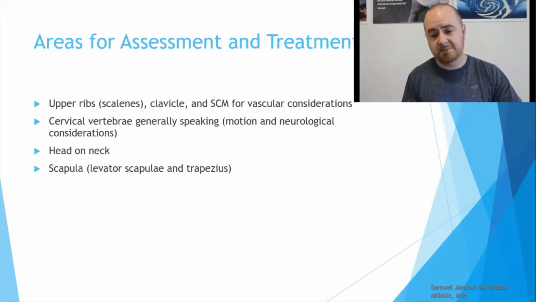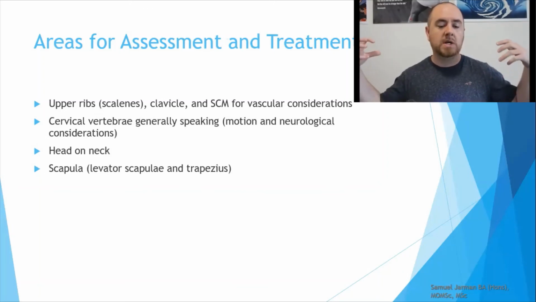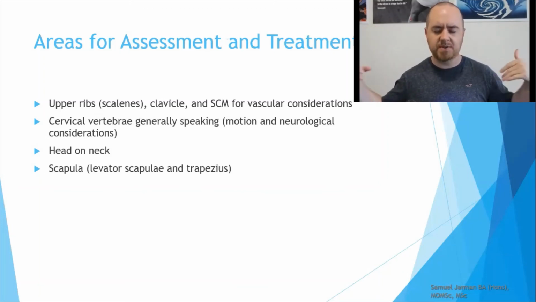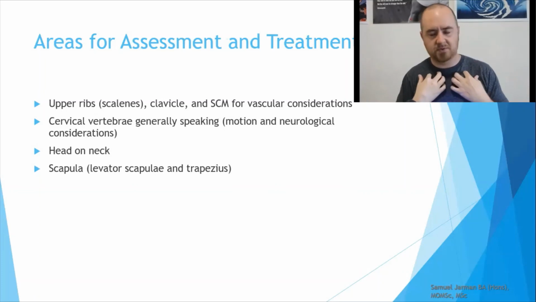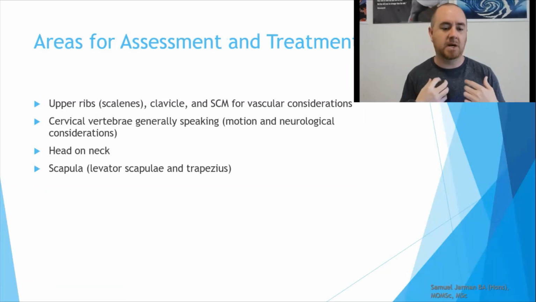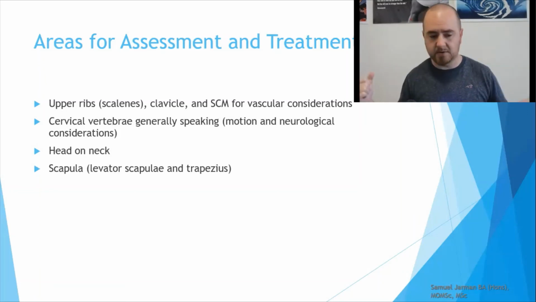As far as areas for assessment and treatment with respect to issues suspected of or reported for side bending and rotation issues within the cervical region, be it the head on the neck or the neck on the body, you're going to be considering the upper ribs, so ribs 1 and 2 with respect to the scalenes, the clavicle itself, so the SCM, and to some degree the trapezius. The SCM, all of those things for vascular considerations, be it the arterial side or the venous side. The cervical vertebrae, generally speaking, so how the neck moves one side to the other, very, very broadly speaking. And you're considering motion issues there, as well as possible neurological considerations.